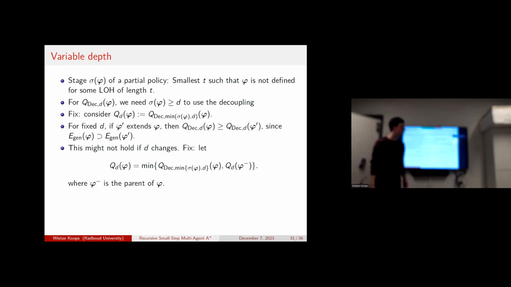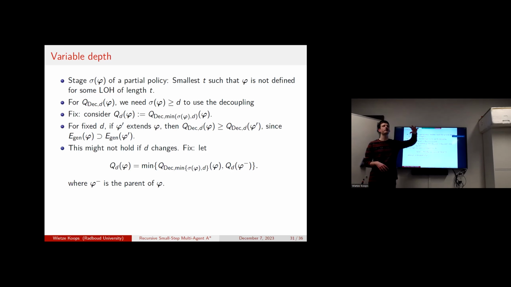Also, fixing this problem introduces a new problem. What you typically want is that your heuristic is decreasing in A star search, because you want your heuristic to be the best upper bound you can give on all the nodes that are below it.